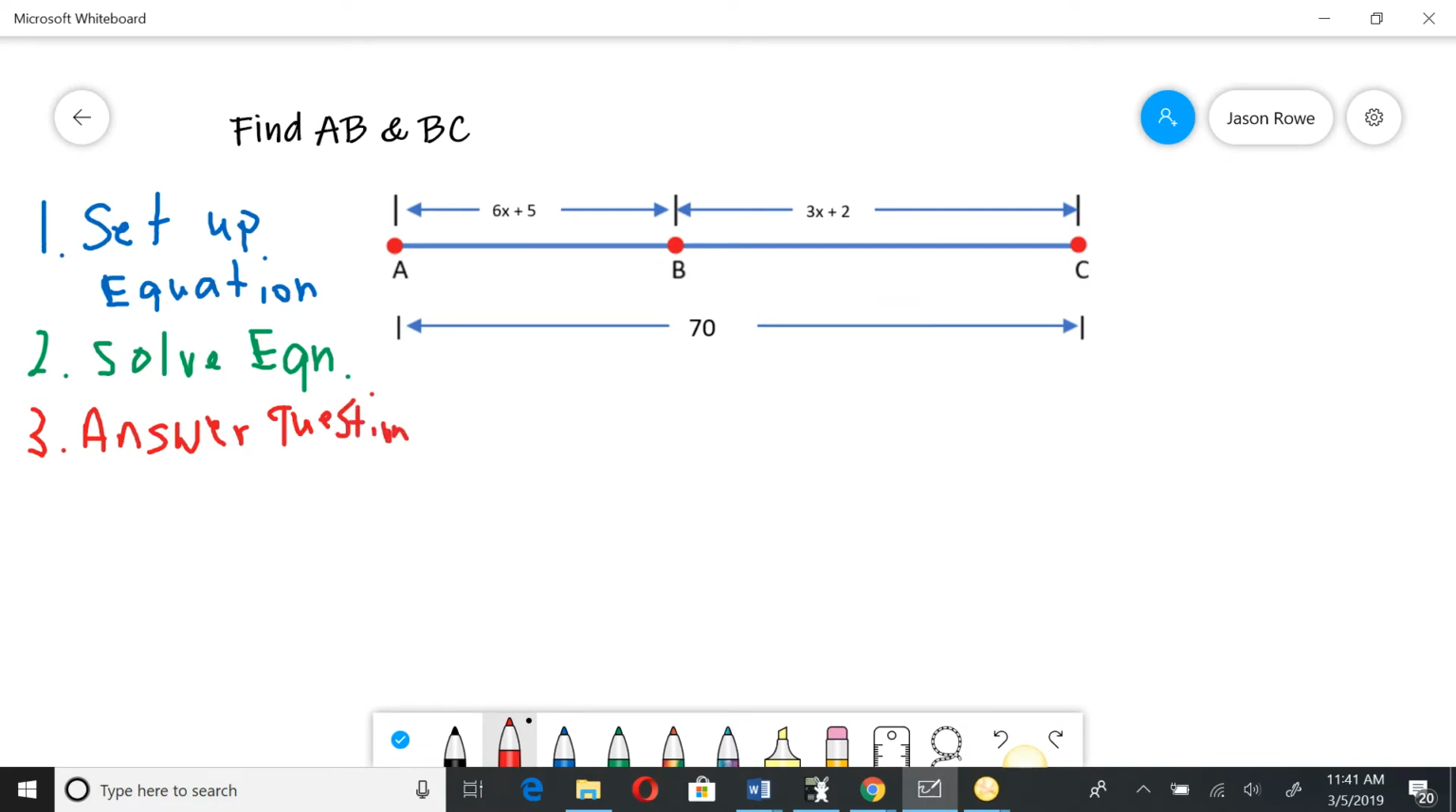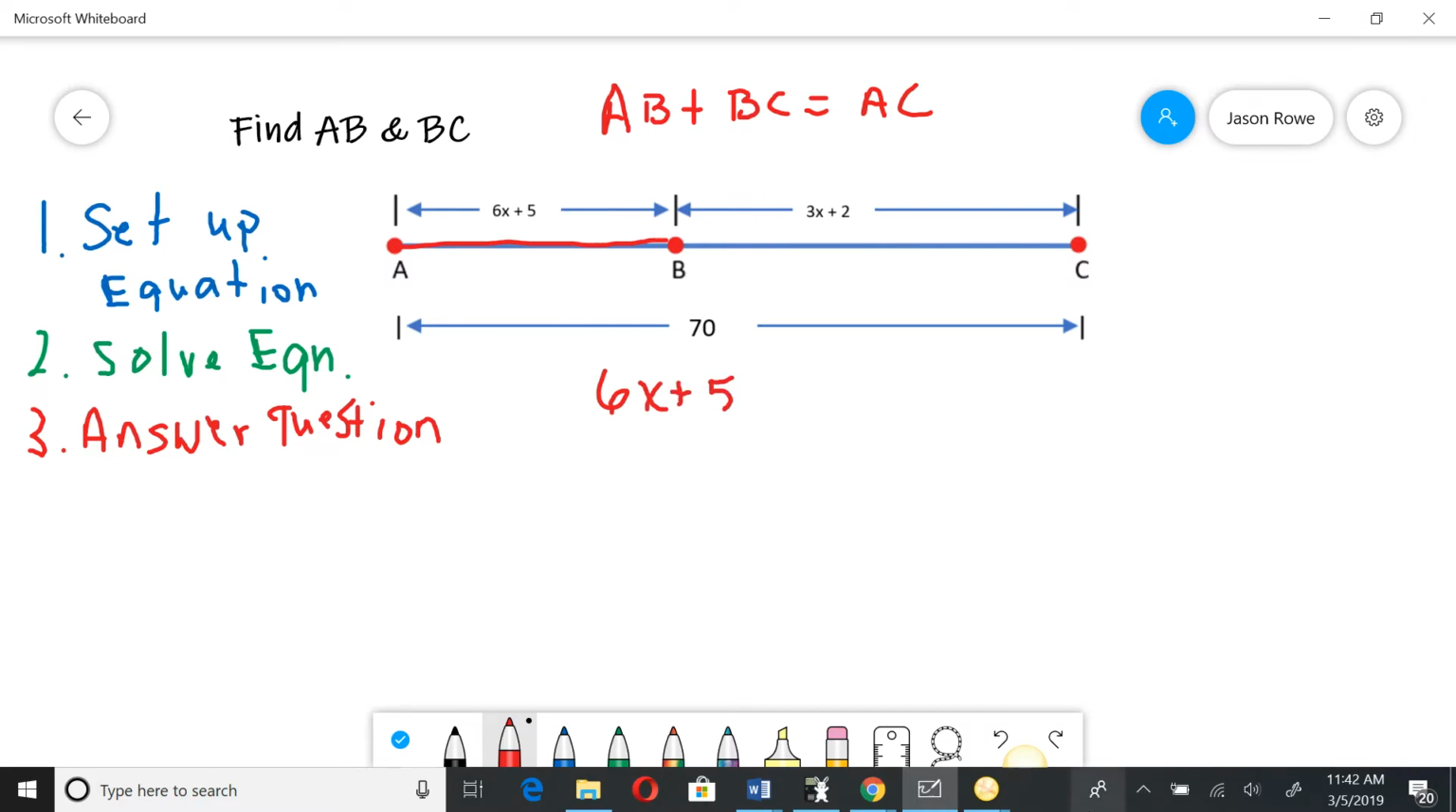All right. And let me try to clean that up a little bit so it looks a little better there. So what's the equation going to be? Well, if we recall what the segment addition postulate says, it says that AB plus BC will equal AC.